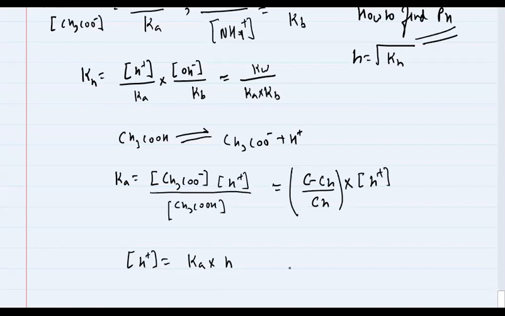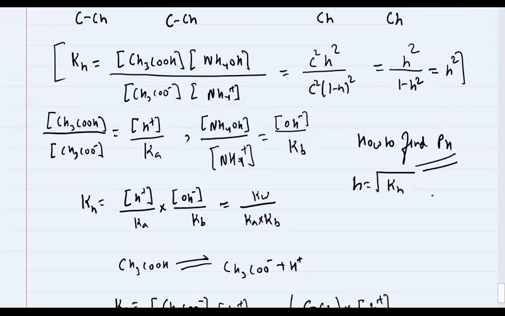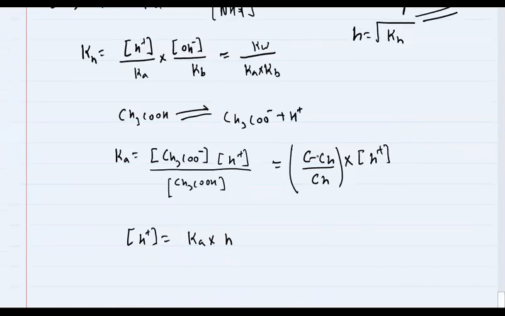Agree? Yes or no? Even if you don't assume that H is very less than 1, this is whole square, by the way. Even though it will be H by 1 minus H is equal to root of KH. And here we will get H by 1 minus H, so everything will be same. So it will be Ka into root of KH.